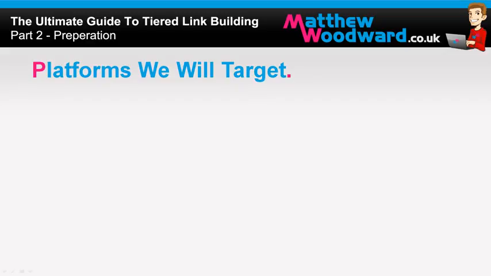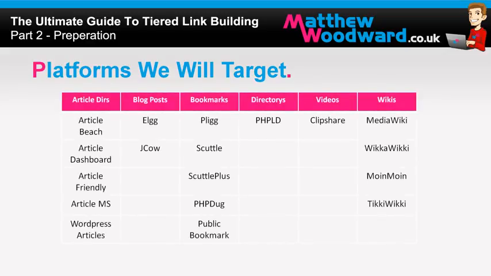We are going to target all of the platforms that you can see here. For article directories, we're going to go after Article Beach, Article Dashboard, Article Friendly, Article MS, and sites using the WordPress Article Directory plugin. For blog posts, we're going to rely on the Elgg and JCow platforms. Bookmarks come from platforms like Pligg, Scuttle, Scuttle Plus, PHPDug, and PublicMark. Web directories are provided courtesy of PHPLD, and videos will be posted to the Clipshare platform. Wikis come in the flavours of MediaWiki, WiccaWiki, MoinMoin, and TikiWiki.